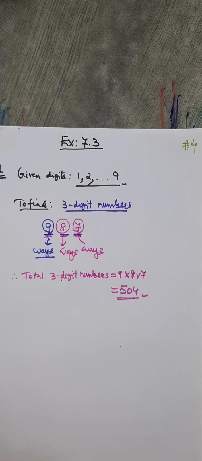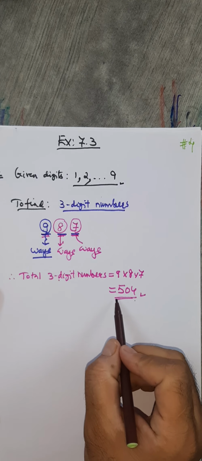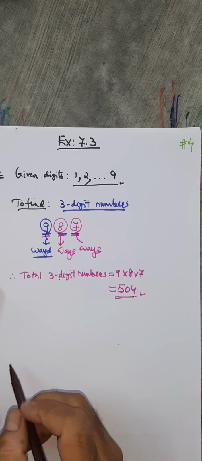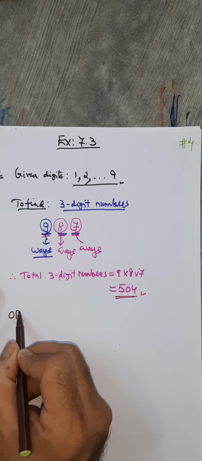Now you can imagine, to list them is not an easy task. It cannot be listed very easily here. But this many numbers are there. This is a standard way of solving this question. Or you could have done it like this also.